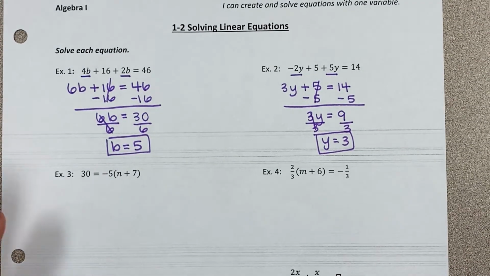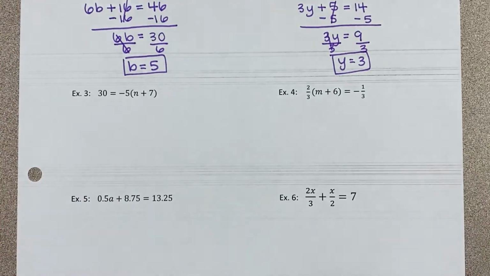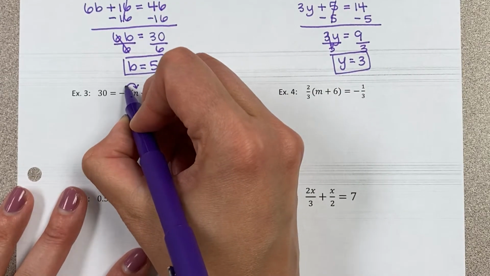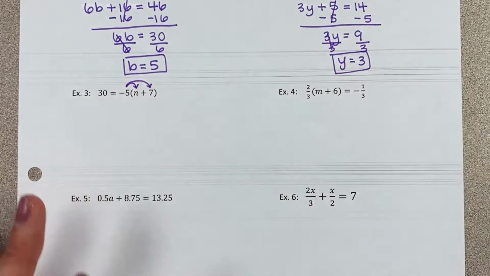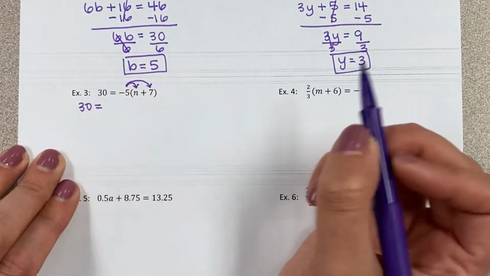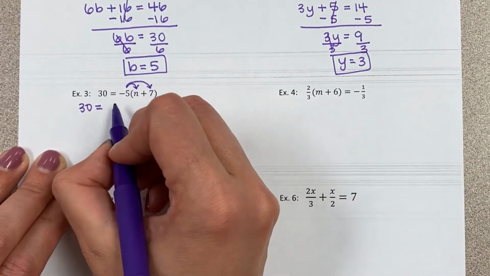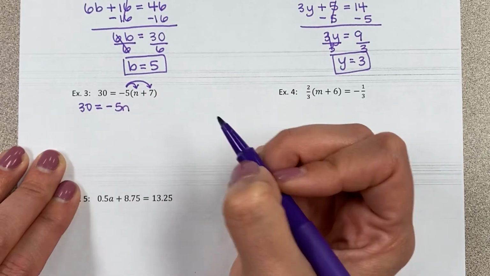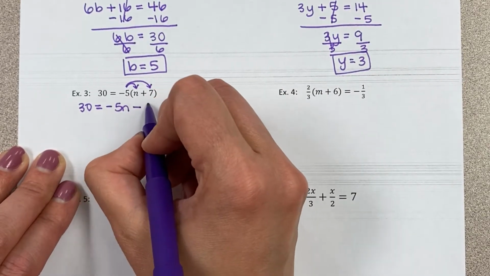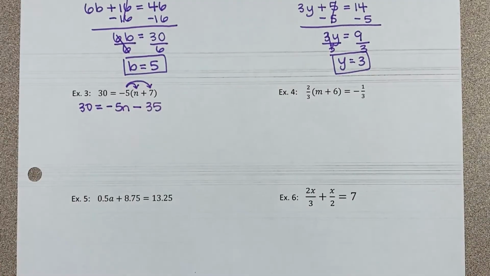For the next 2 examples, we're actually going to use distributive property. So for example 3, I see parentheses. That always shows me that I'm probably going to use distributive property. So when you do that, you're going to take that negative 5 and multiply it by everything in the parentheses. So I'm going to rewrite this side like normal. Negative 5 times n is negative 5n. Negative 5 times 7 is negative 35.